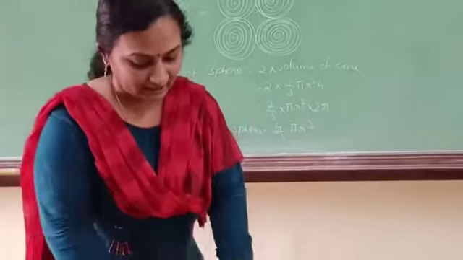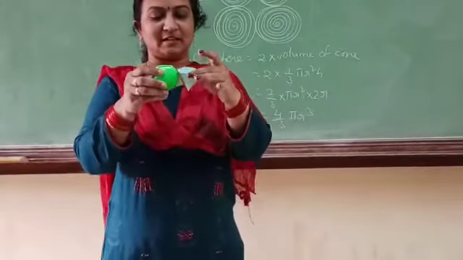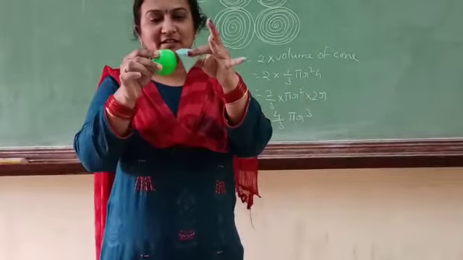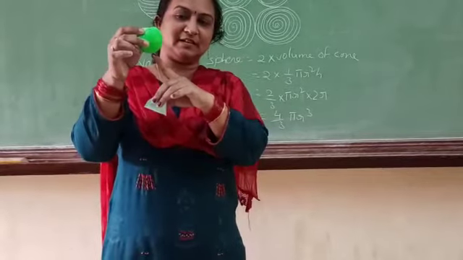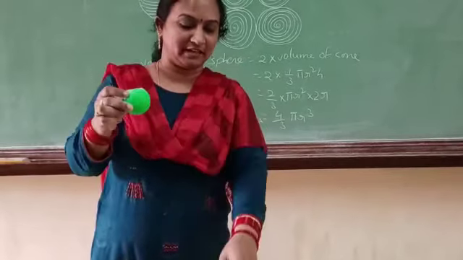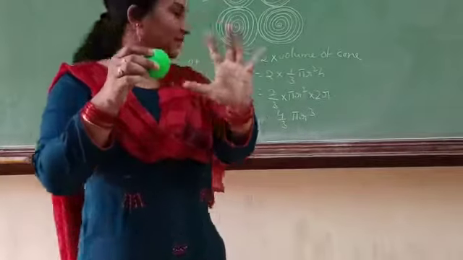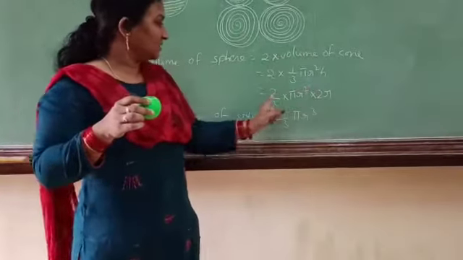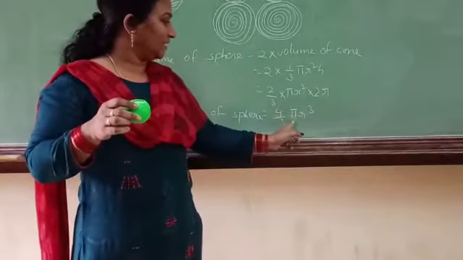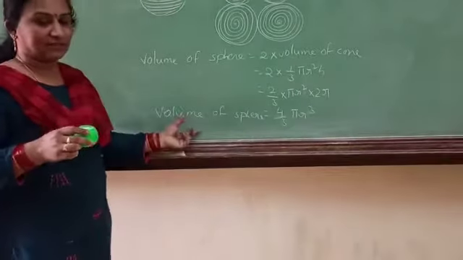The height of this cone is nothing but the height of the sphere. That's why the height of this sphere is nothing but 2 times the radius. This is the diameter, that's why 2 times the radius. So 2 into 2, 4 by 3 pi r cube is the volume of the sphere.